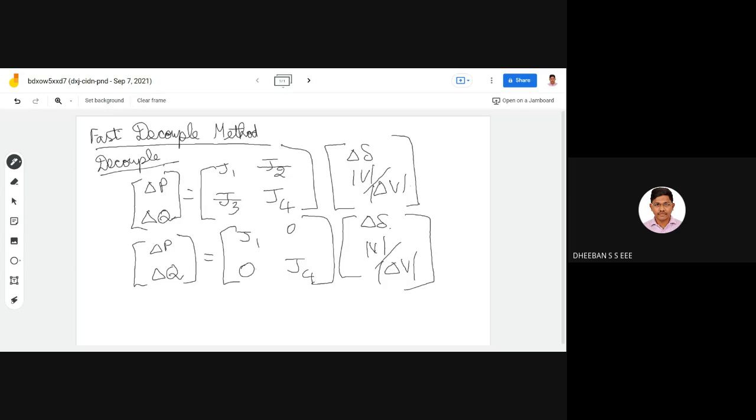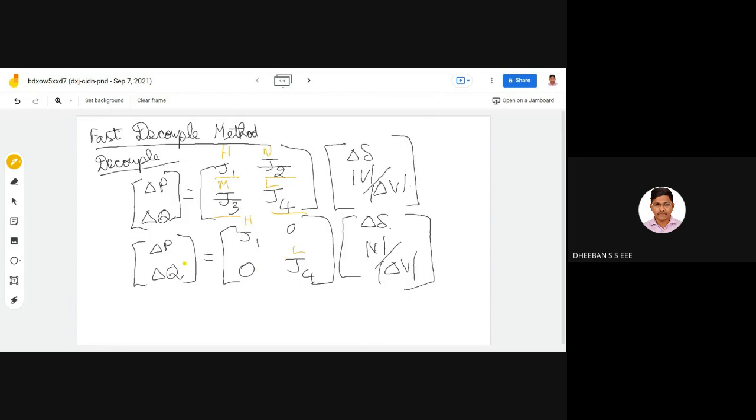For easier representation, we will change these values to some other variables. Instead of J1, J2, J3, J4, we will have H, N, M, L. Here we have the values of H and L, so your N and M are 0.